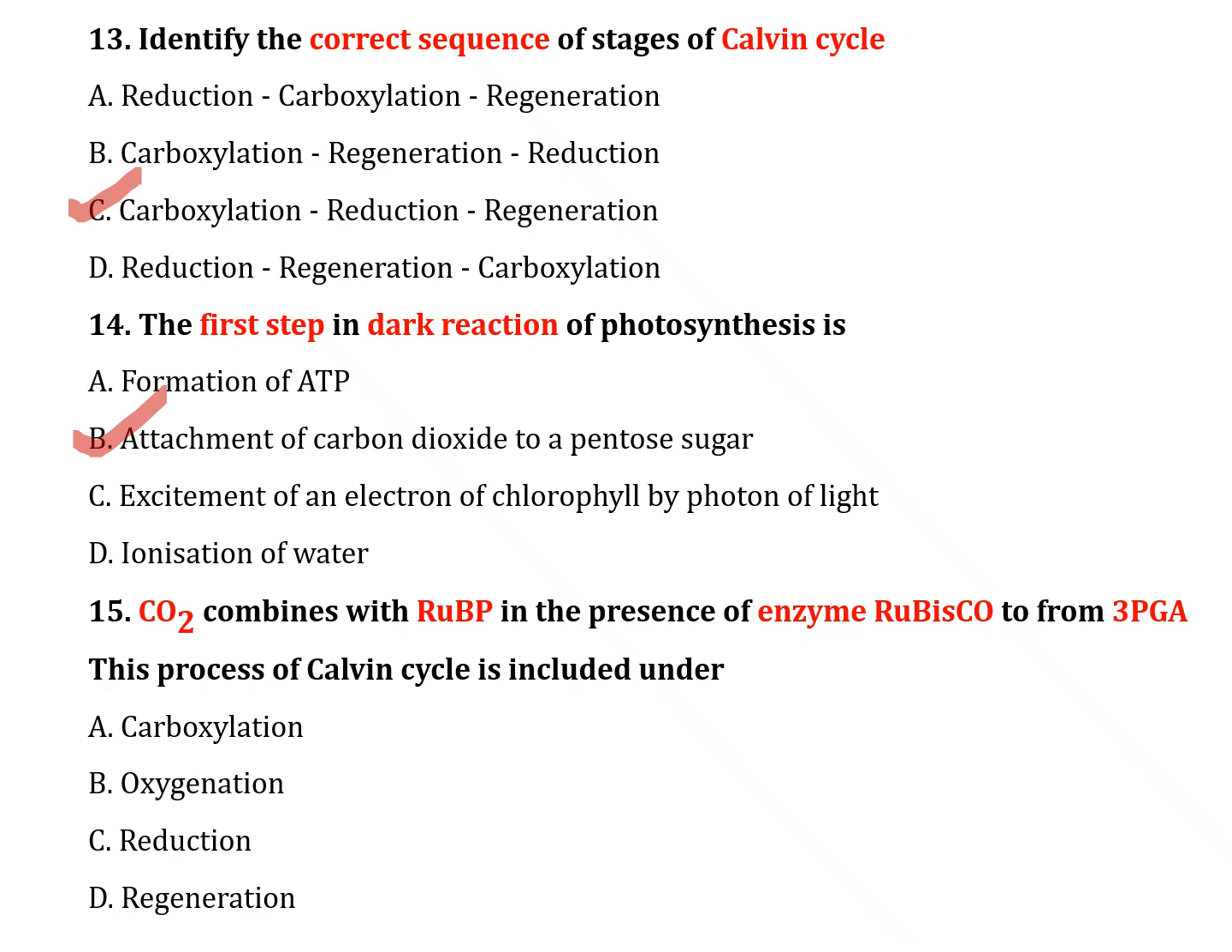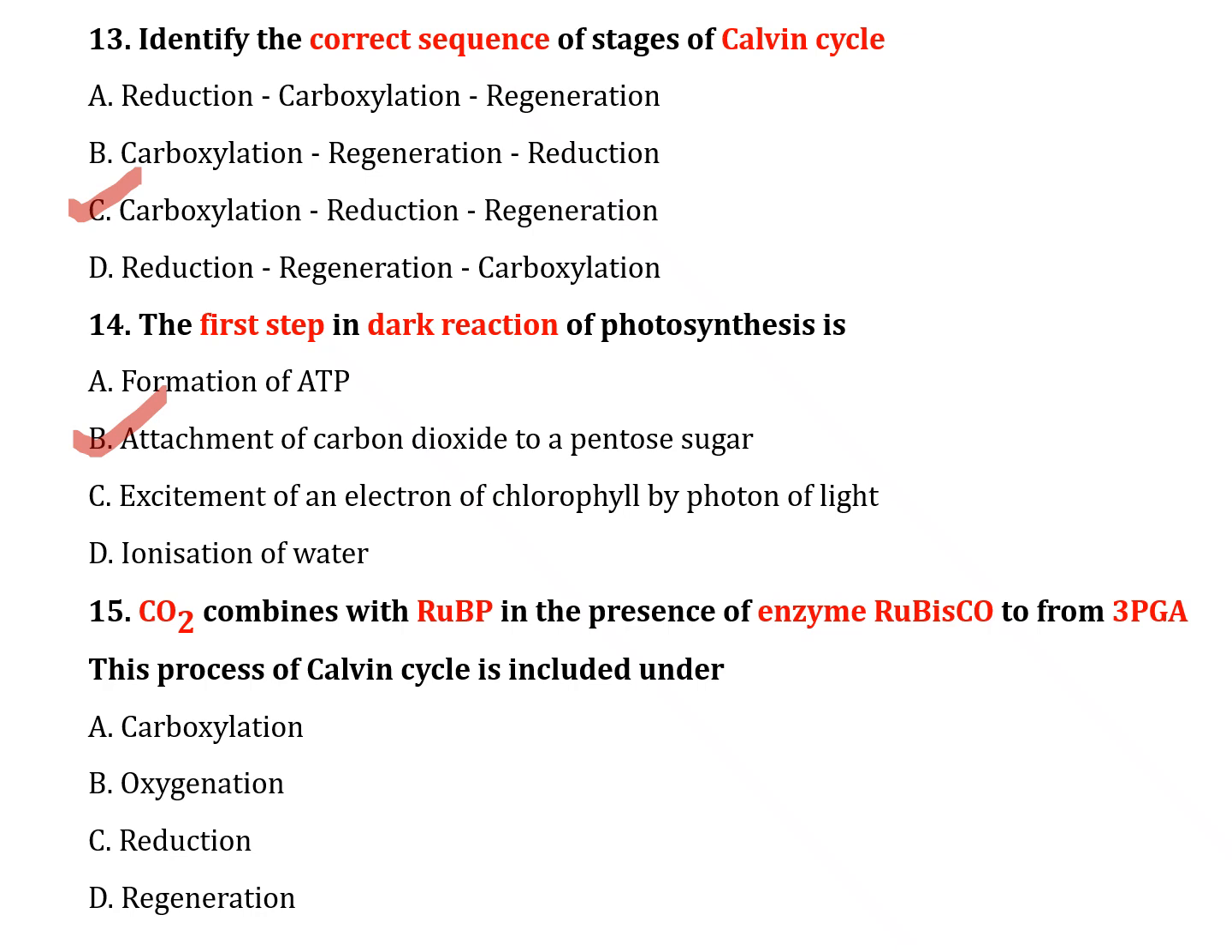The next question number 15. Carbon dioxide combines with RuBP in presence of enzyme Rubisco to form 3-PGA. This process of Calvin cycle is included under option A, carboxylation, option B, oxygenation, option C, reduction, option D, regeneration.